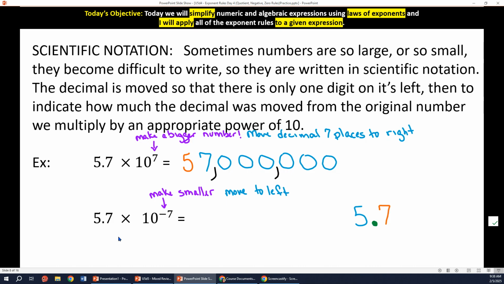So notice I'm going to write it way over here, and then I'm going to move it 7 places to the left. So the first one is when I move it to the other side of the 5, and then I'll add zeros. 1, 2, 3, 4, 5, 6, 7.